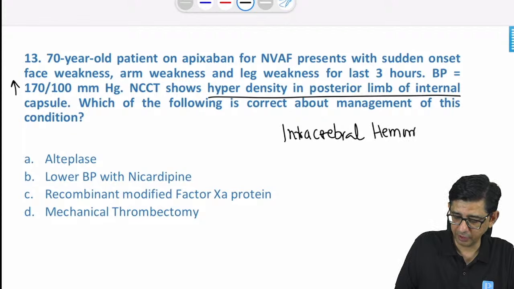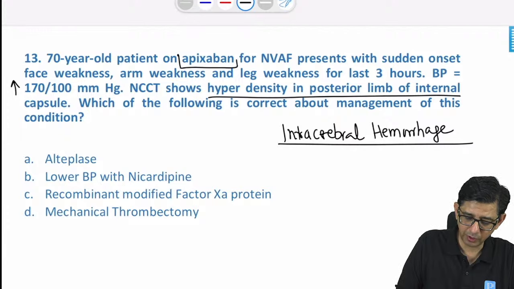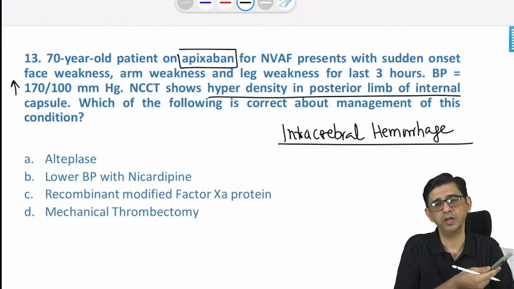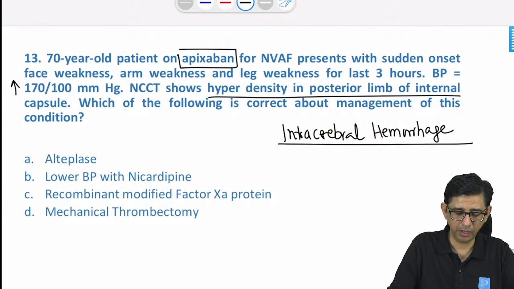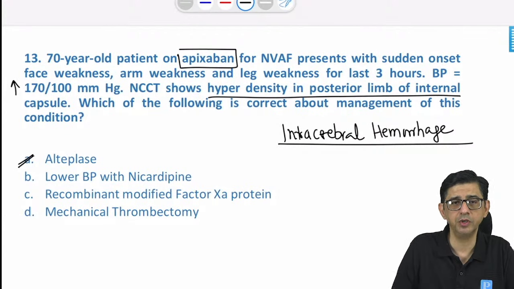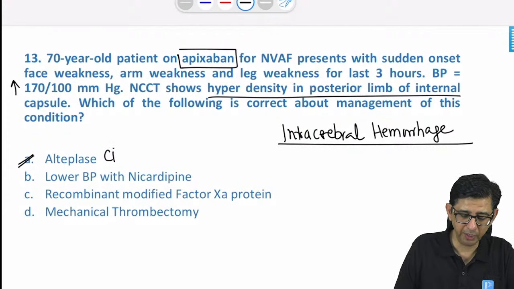The reason for the intracerebral hemorrhage in this particular case is apixaban, so I need to select a drug which is going to neutralize the apixaban toxicity. And yes guys, it is not A, I will not give alteplase to this patient, because with alteplase the hemorrhage will increase even more. Alteplase would be contraindicated in this case.